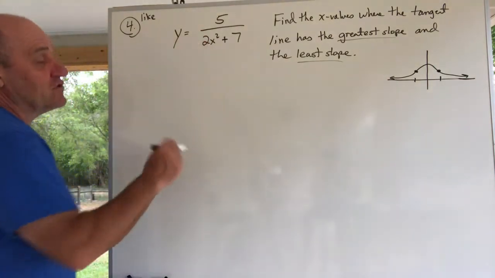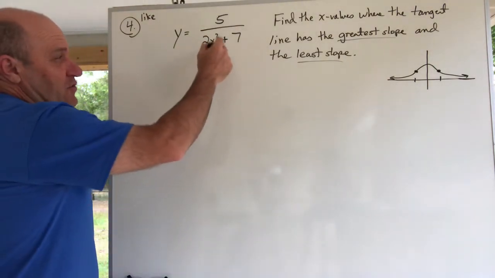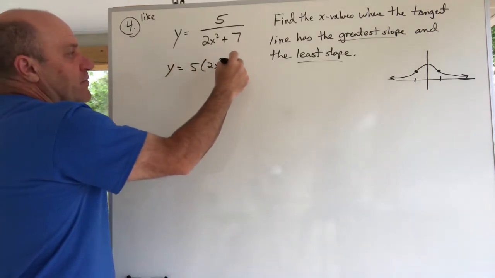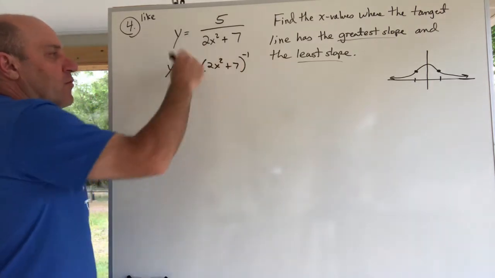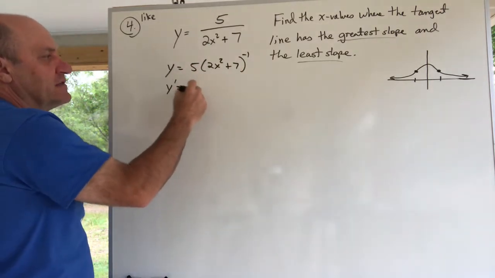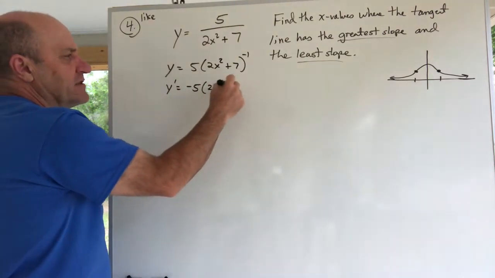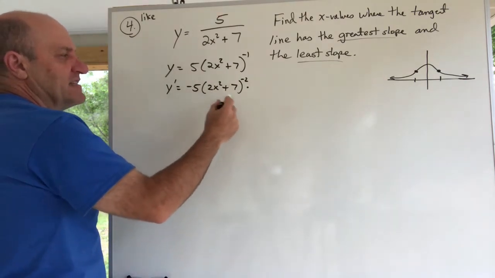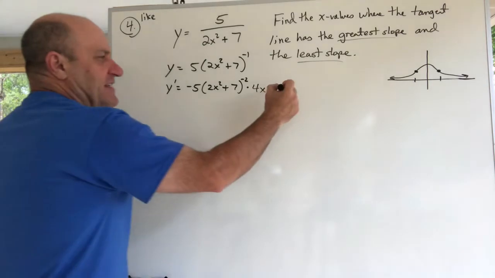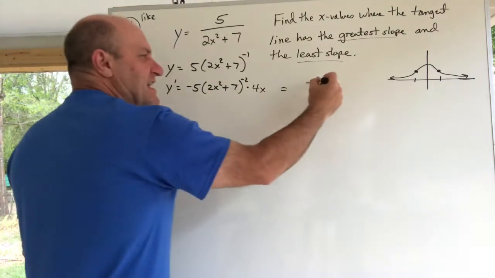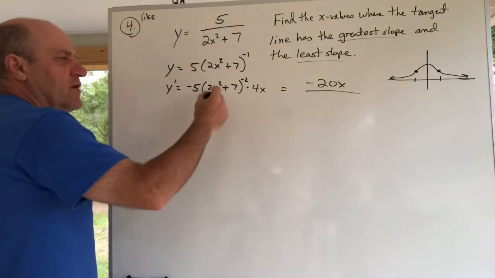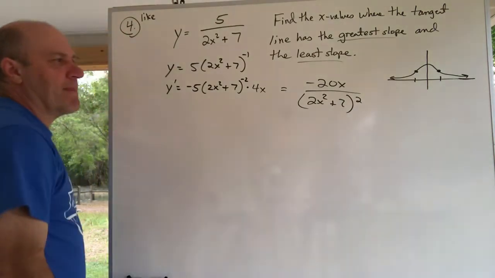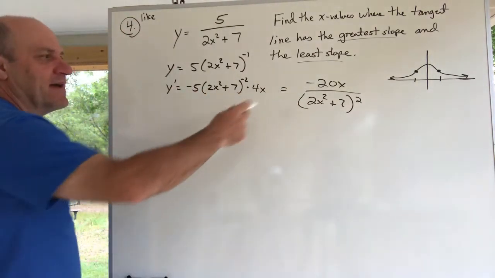Well, here we go. To do the first derivative, you don't really need a quotient rule. You can move this up and rewrite it as 5 times 2x squared plus 7 to the negative 1. Do a little power rule, chain rule here. The derivative is negative 5, 2x squared plus 7 to the negative 2. The chain rule multiplies by the derivative of the inside, which is a 4x. If I clean that up just a little bit, it looks like the numerator is a negative 20x over 2x squared plus 7 squared. So that's y prime. I think I did okay there.